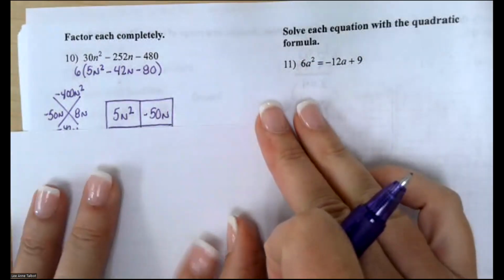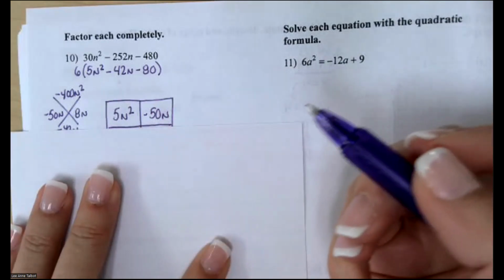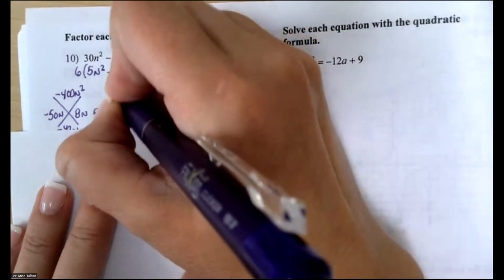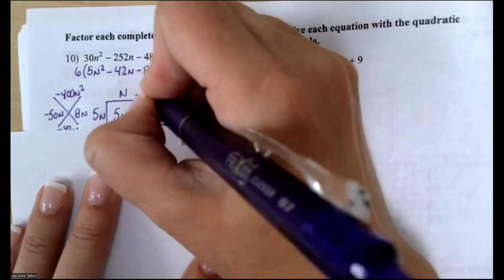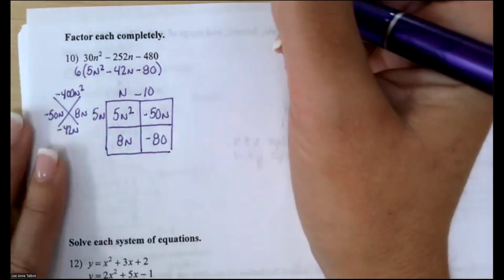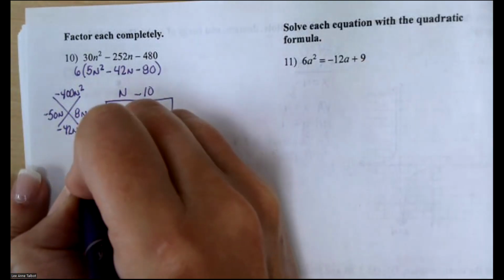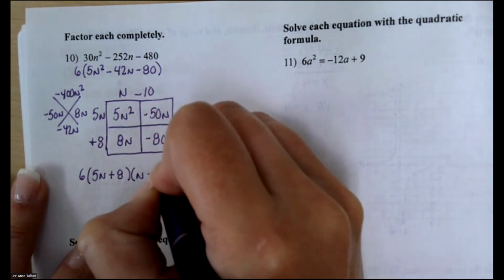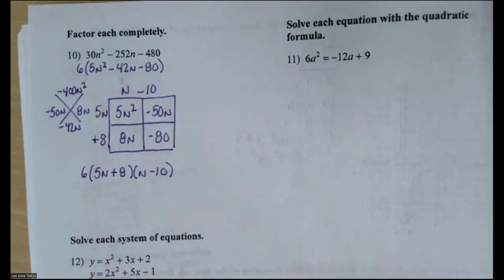Okay, now what is the GCF of those two guys here? 5n. So this has to be n, and this has to be minus 10, and this has to be plus 8. Okay, important question. Should I keep going? Should I do zero product property? No, why not? It says factor and there's no equal 0.